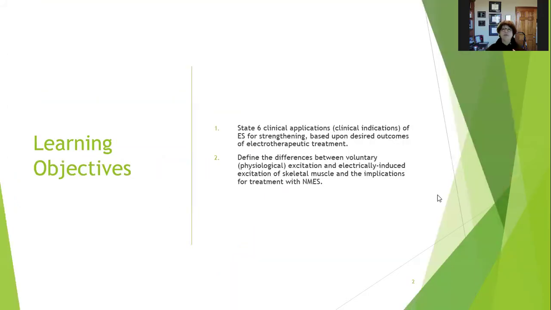So for this section, I want you to be able to state the 6 clinical applications or clinical indications for electrical stim for strengthening. And we're going to base these on desired outcomes of the treatment. We want to know the differences between voluntary physiological muscle excitation and electrically induced excitation of skeletal muscle, or evoked muscle contraction, and the implications of the treatment with neuromuscular electrical stim. So we talked about this briefly in the introductory lecture, and I'm just going to talk a little more about it.